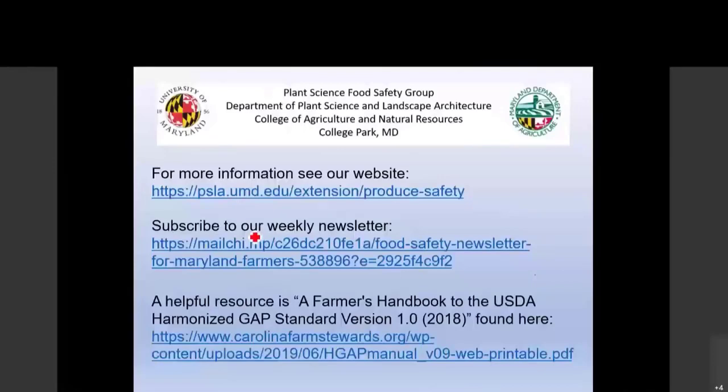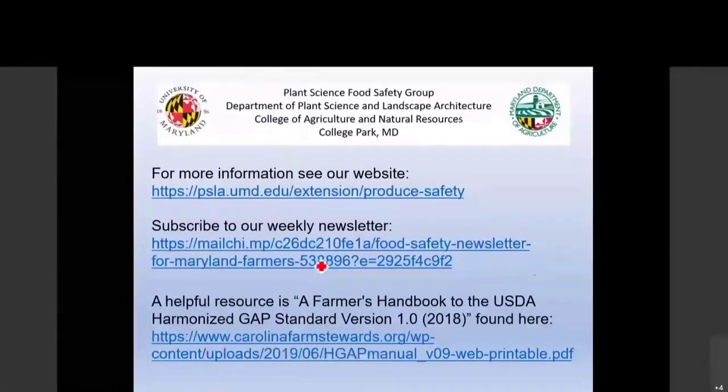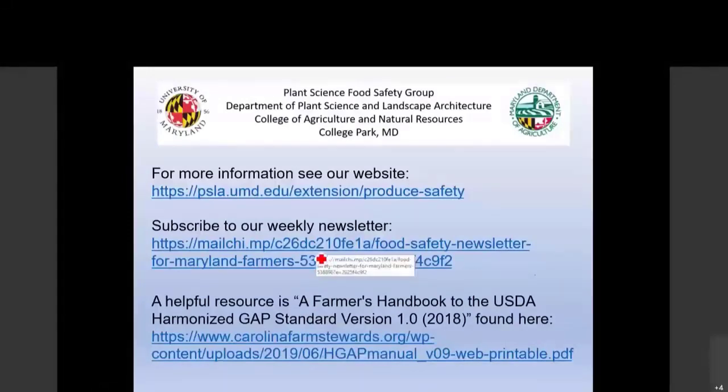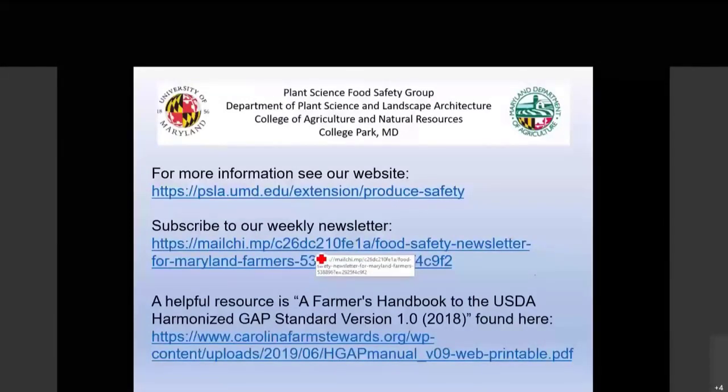We also have a weekly newsletter that will keep you up on what's happening and what's not, and some good scenarios. One of the things that I find really helpful is this publication put out by Carolina Farm Stewards, the Farmer's Handbook to the USDA Harmonized GAP Standard, and it's got a lot of how-tos. So a lot of things that I was talking about, you'll find there as well.